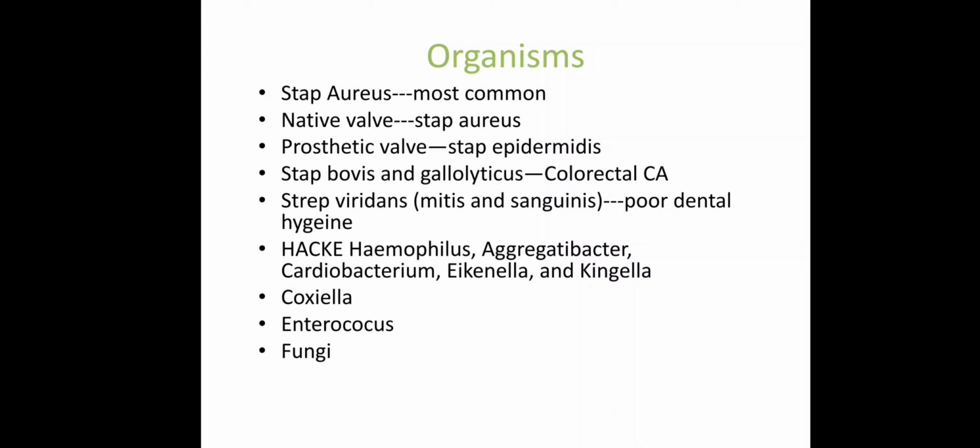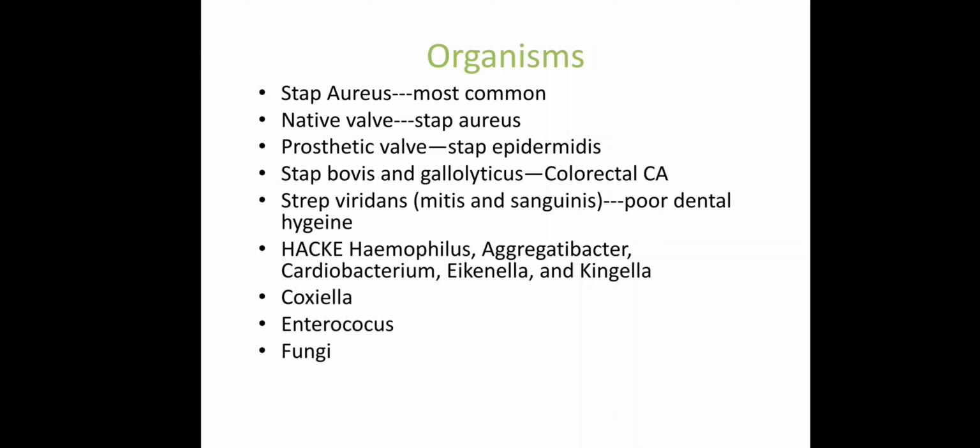So if it's a native valve infective endocarditis, mostly it's Staph aureus. In a prosthetic valve, it's Staph epidermidis for the first few months. The first 2 months, Staph epidermidis is more common, and after the 2 months it's again Staph aureus.